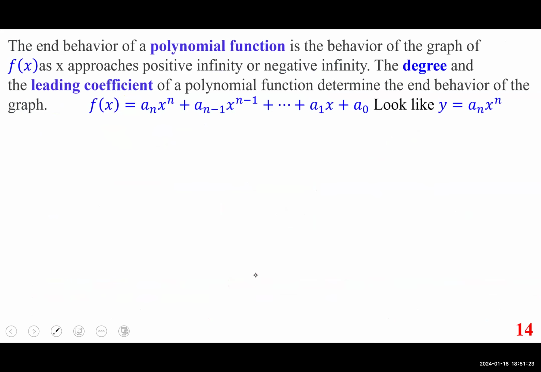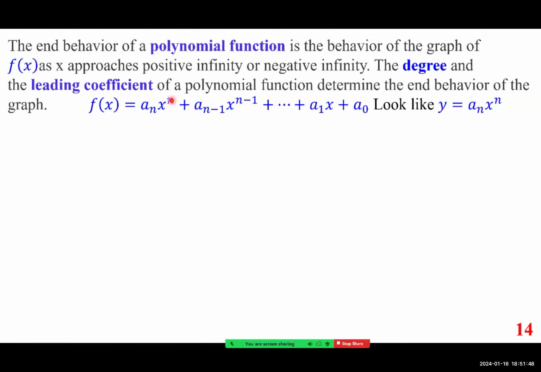Let's remind everybody about the end behavior of a polynomial function. The end behavior of a polynomial function is the behavior of the graph of f of x as x approaches positive infinity or negative infinity. The degree and the leading coefficient of a polynomial function determine the end behavior of the function. So the function in general is given by a sub n x to the power of n plus a sub n minus 1 x to the power of n minus 1, all the way to a sub 0.